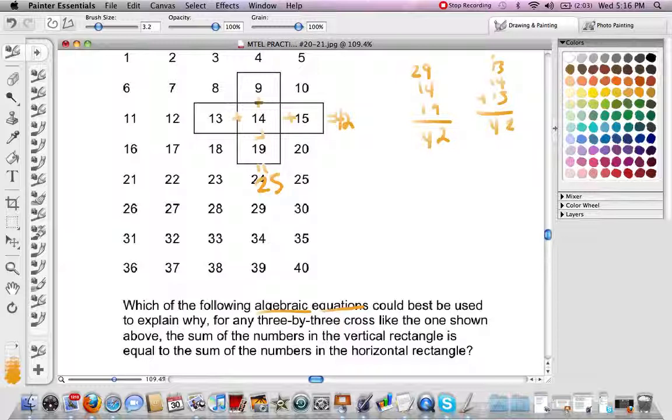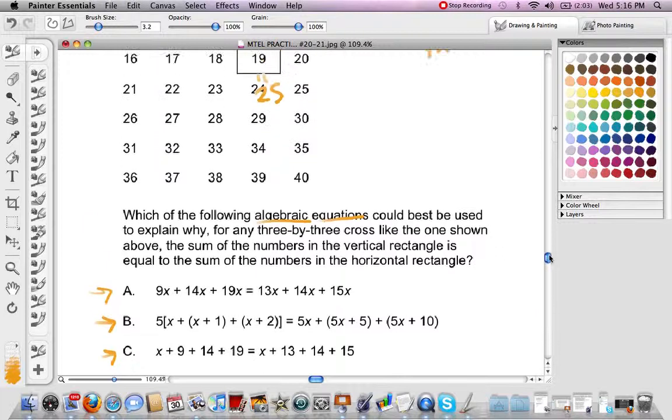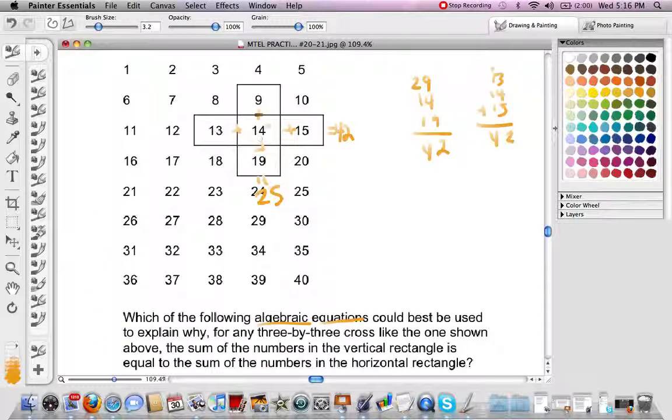Well, how could I represent that in an algebraic equation? The answers, they do give us answers. It's one of these answers. Is it this one, this one, this one, or this one? This is kind of a tricky problem. Here's the trick. I go to the number that they both share, the 14. I'm going to make this x.